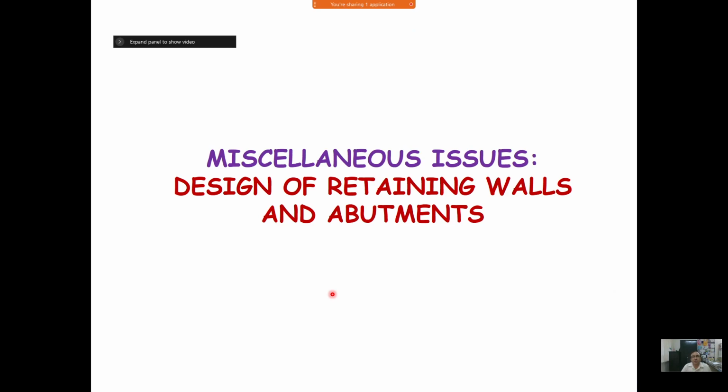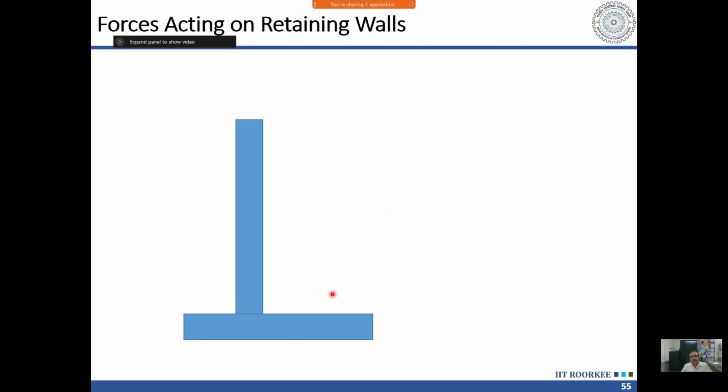Okay. The next issue which I want to discuss, on which our codes are not that clear, is design of retaining walls and abutments. When we are designing an abutment or retaining wall, the behavior of the two is very similar. The only difference is that in case of abutment, we have forces coming from the superstructure also: the inertia force if we have a pinned bearing, or the friction force if we have a roller bearing, and the vertical load is also coming.